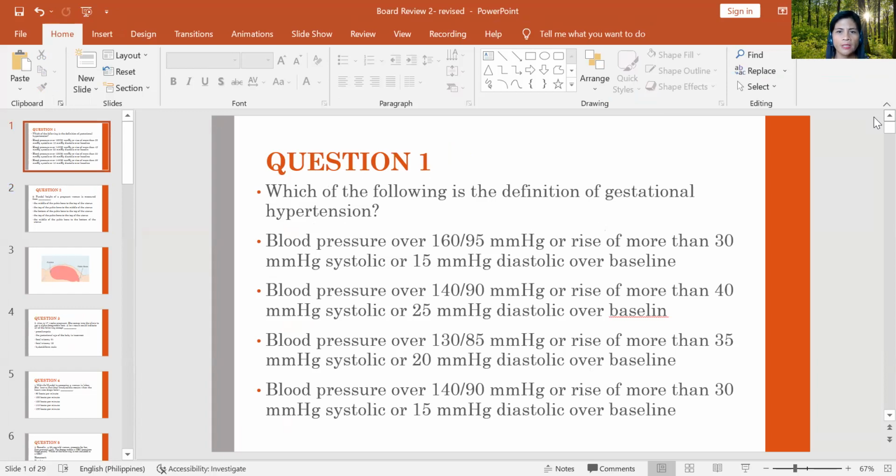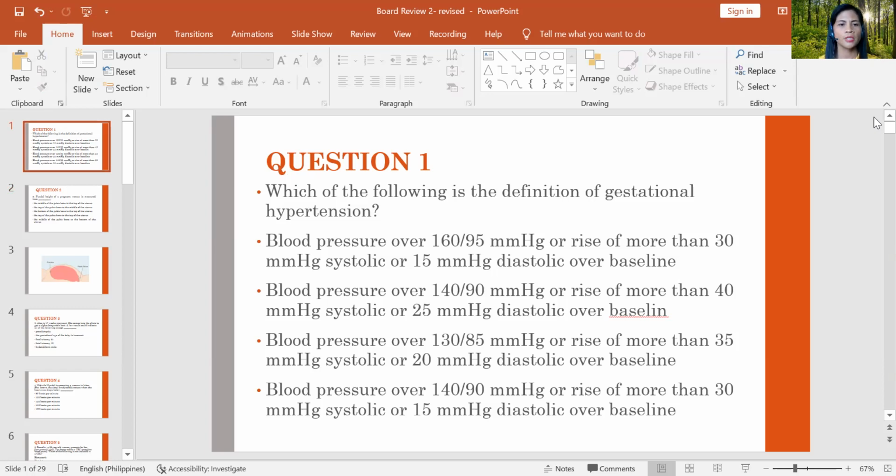Which of the following is the definition of gestational hypertension? First option, blood pressure over 160/95 millimeters mercury or rise of more than 30 millimeters mercury systolic or 15 mmHg diastolic over baseline. The second option, blood pressure over 140/90 mmHg or rise of more than 40 mmHg systolic or 25 mmHg diastolic over baseline.